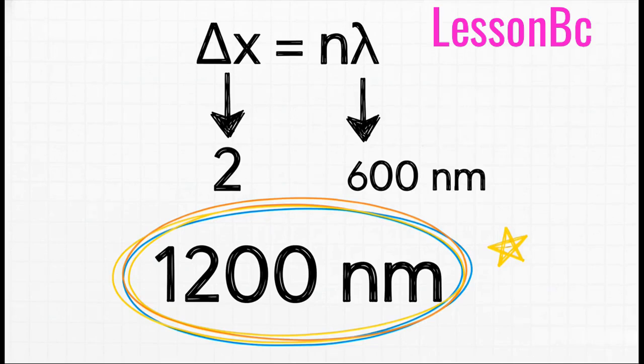We just use the one for constructive interference. Since we're looking for the second bright fringe, our n is just the number 2. So the path difference is simply 2 times the wavelength, or 2 times 600 nanometers, which gives us 1200 nanometers. See? Easy as that.